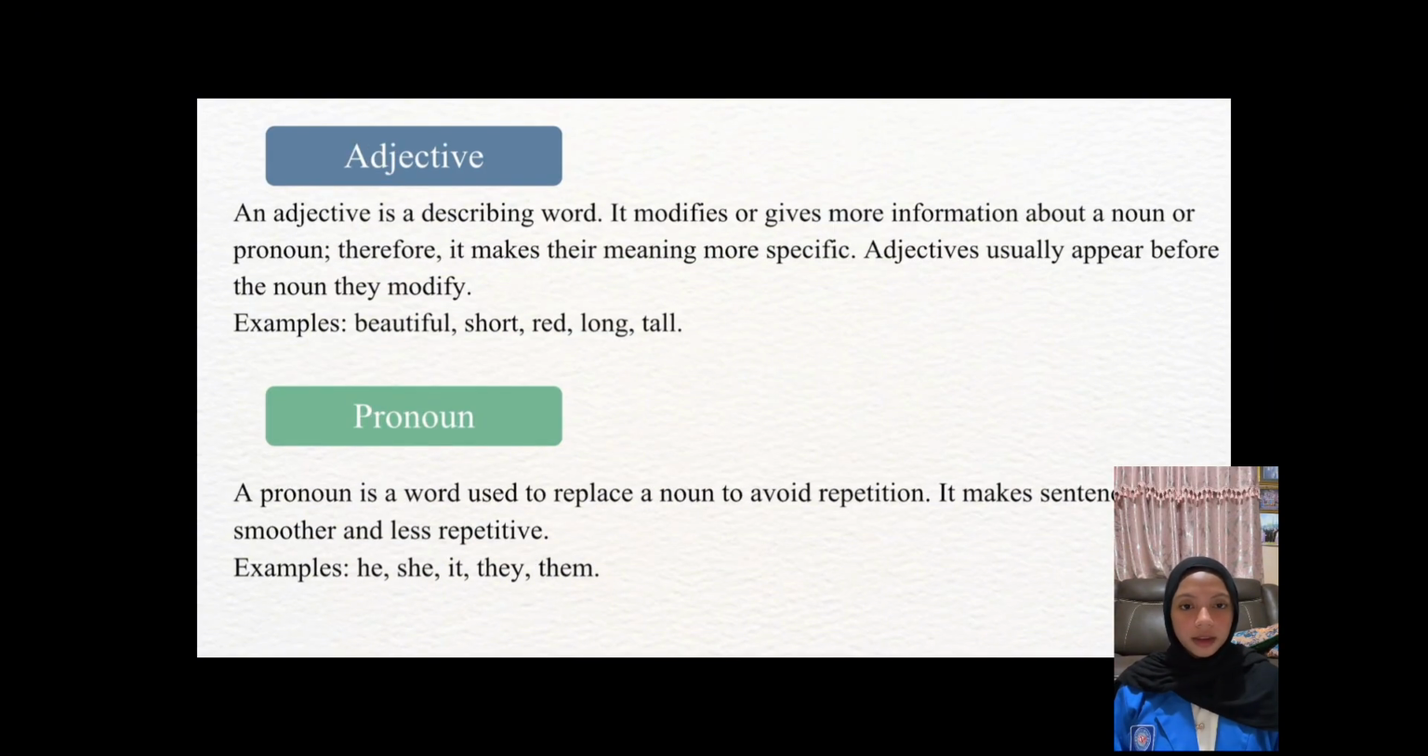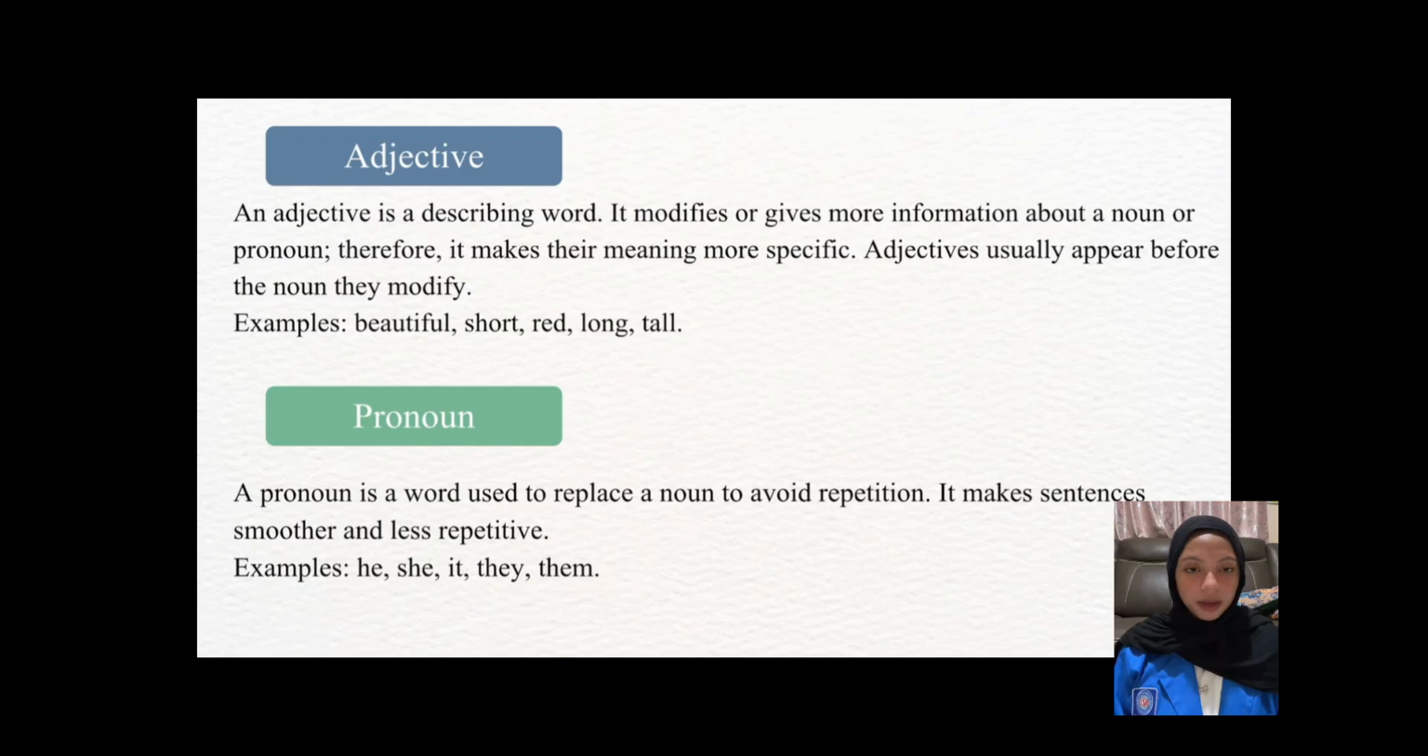Next, adjective. An adjective is a describing word. It gives more information about a noun or pronoun and makes the meaning more specific. Usually, adjectives come before the noun they describe. Examples include beautiful, short, red, long, and tall. For example, in the sentence, she wore a red dress, the word red is an adjective because it describes dress.